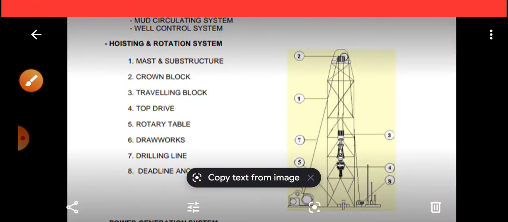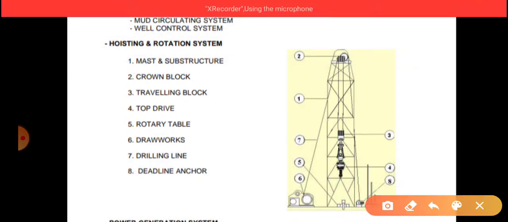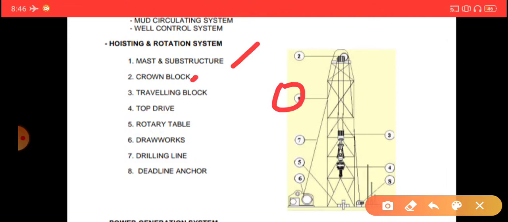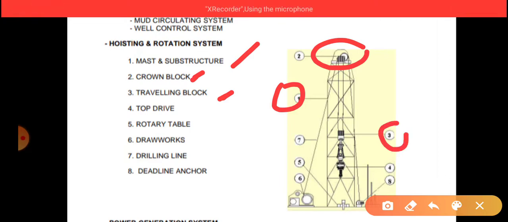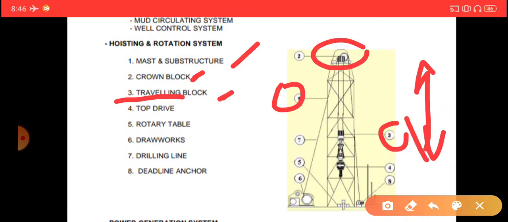And what are the main parts of the hoisting and rotating system? First one, mast and substructure. So this is the mast and substructure. Second one is the crown block. The topmost point is the crown block. And the third one, traveling block. So this one is the traveling block. Why is it given the name traveling block? It always travels from the lower to the higher portion, and higher to lower portion. So continuously it will move, depending upon the operation.